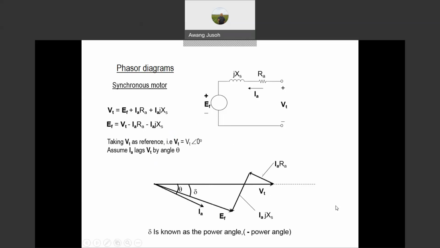You can see the difference now. Why is it different? Delta is negative. That means EF is lagging V terminal now. Previously in the generator, EF was leading, but in the motor EF is lagging. That's why the delta is downward, and that's why we call it the negative power angle. Alright. For the motor, it doesn't matter whether your IA is lagging, leading or in phase, the delta is always a negative power angle. Clear? Hopefully it is clear for you. You need to check carefully whether it's a generator or a motor.